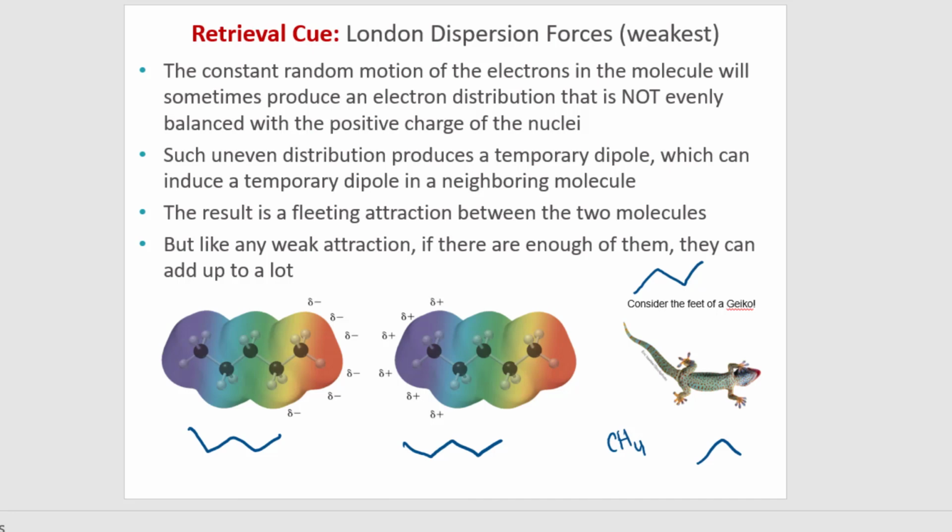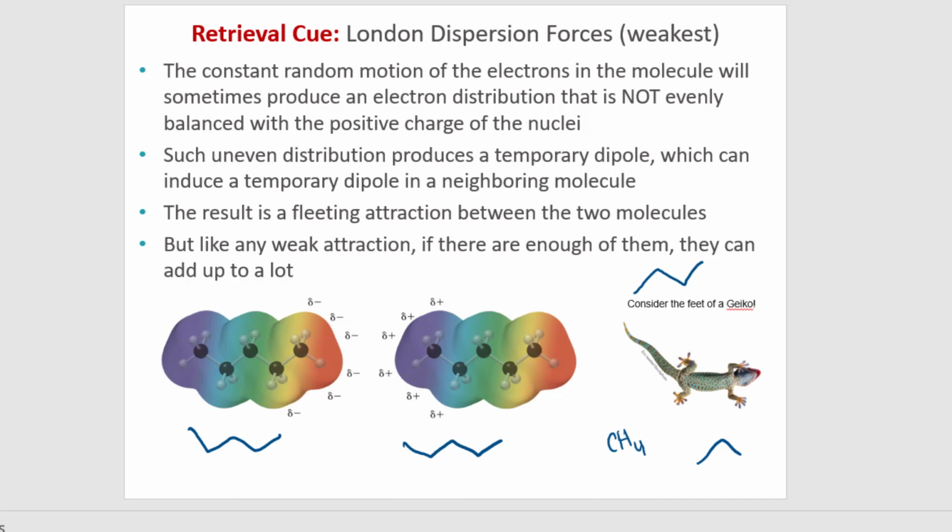Now you can start seeing them as liquids, but they don't have very high boiling points because all that's holding them together are these London dispersion forces, these induced dipole moments that fleetingly attract the molecules. So the more surface area you have, the greater these forces become. You can understand that relative to a gecko, which has pads on its feet that can climb the walls. That's London dispersion forces.